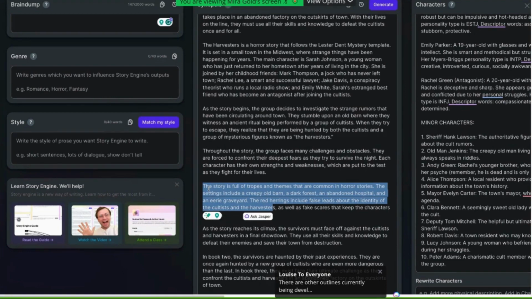Some of the things that it's giving me: the setting includes a creepy barn, a dark forest, an abandoned hospital, and an eerie graveyard. It has also pinpointed the red herrings, letting me know that the red herrings lead to false leads about the identity of the cultists and the harvesters, as well as fake scares that keep the characters on edge.